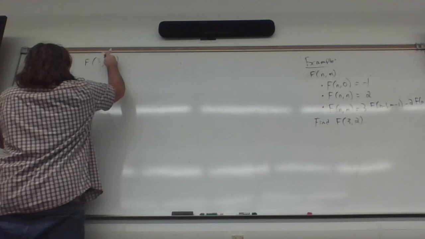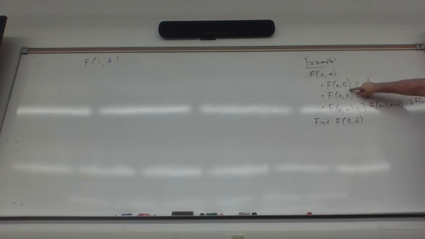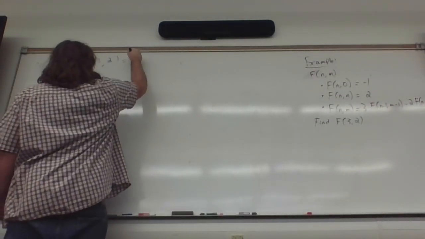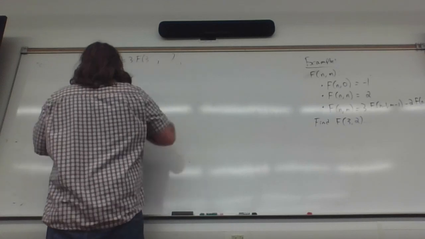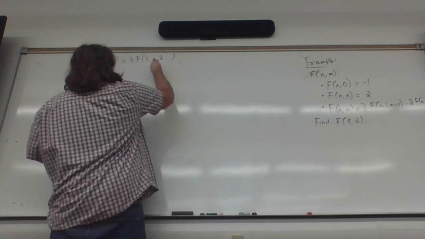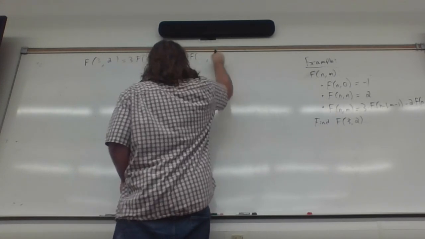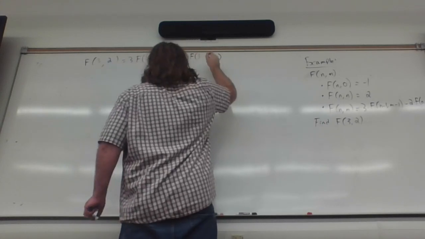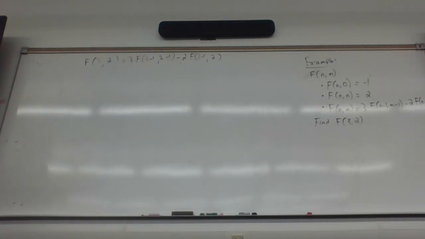So 3 comma 2. We have to ask ourselves, are we in this first case? No, because we need the second number to be 0, which it isn't. Are we in the second case? No, because the numbers aren't equal to each other. So we're in this third case. It's 3 times f of, now we take the first number and subtract 1, so 3 minus 1 and 2 minus 1, minus 2 times f of the first number, 3 minus 1, and just the second number, not minus 1. I've color coded the numbers. Those are the inputs that we're caring about.